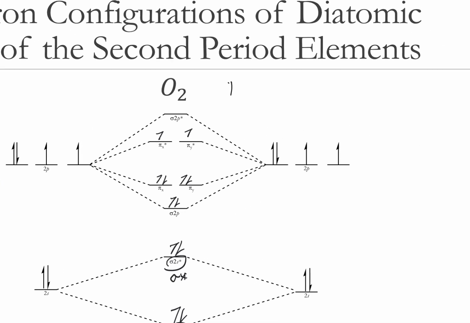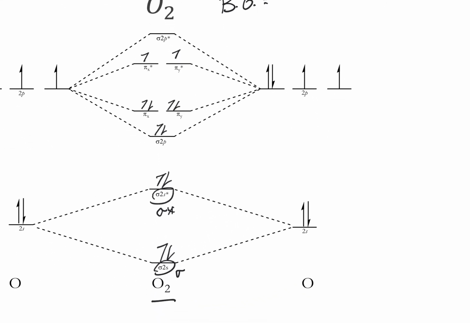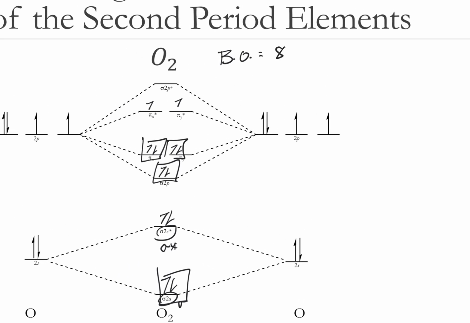So when we look at the bond order for oxygen, and I know we did this in class, but it was at the end, and I'm just going to repeat it. We have 2, 4, 6, 8 bonding electrons minus 2, 3, and 4 anti-bonding electrons, which means that it has a bond order of 2.